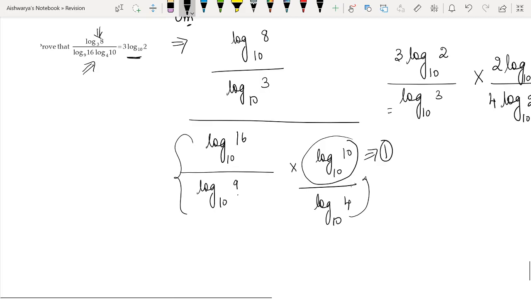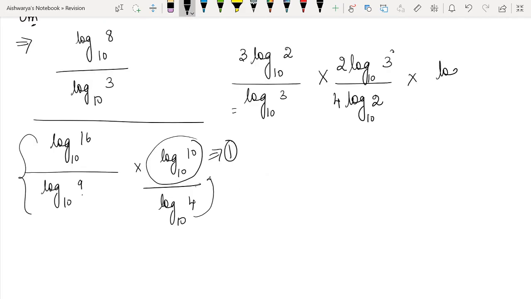So this will go to the numerator. It will become log 4 base 10. 4 is 2 square, so the 2 will come outside. Are you clear? So now let me cancel this and this. It will become 2. Let's cancel this and this, a clear case. This and this will also get cancelled. What will remain is 3 times log 2 base 10.